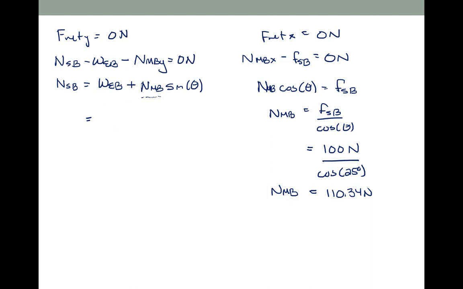The weight of the block is going to be the block's mass, which is 45 kilograms, times the acceleration due to gravity, 9.8 meters per second squared. And I'm going to add to that 110.34 newtons times the sine of 25 degrees. Putting that all into my calculator, I find that the normal between the surface and the block is 487.63 newtons.